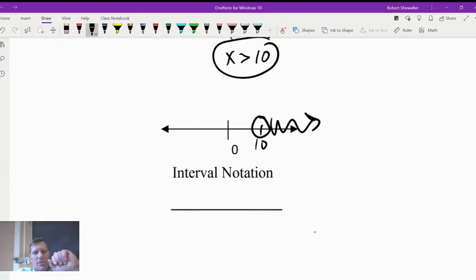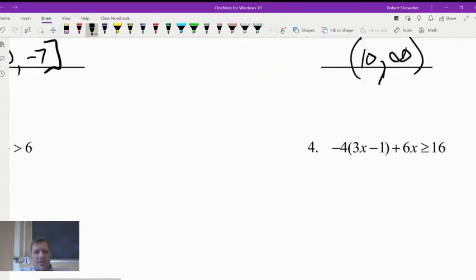There's no shaded region until we get to 10, but it's an open circle, so we use a parenthesis instead of a bracket, and it goes to the right, so it's positive infinity. And we always have a parenthesis on infinity, don't forget that.